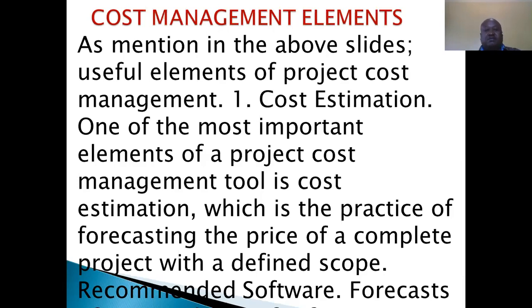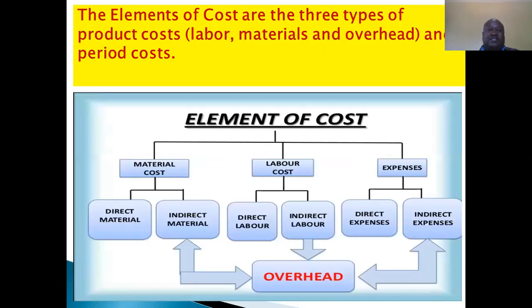We can actually view the recommended software in the forecasts. So the elements of cost are the 3 types of product costs: labor, materials, and overhead, and project costs. Look at this illustration. It is summarizing the elements of cost. The biggest percentage, which is normally about 50 to 60% of the project cost, is material cost. Then 2 is labor cost, 3 are expenses.